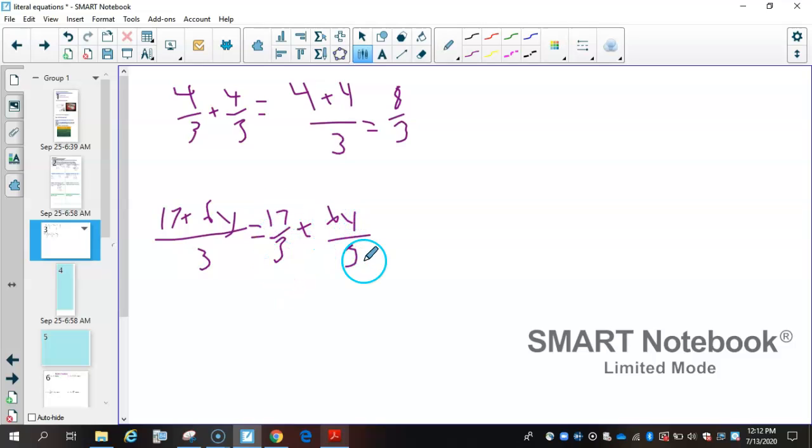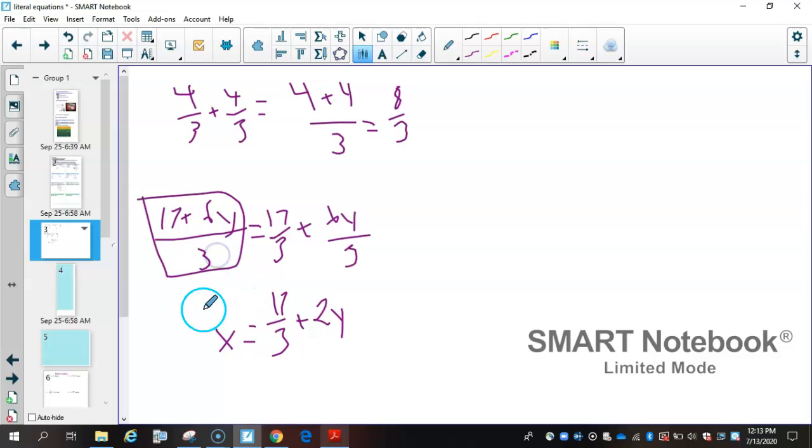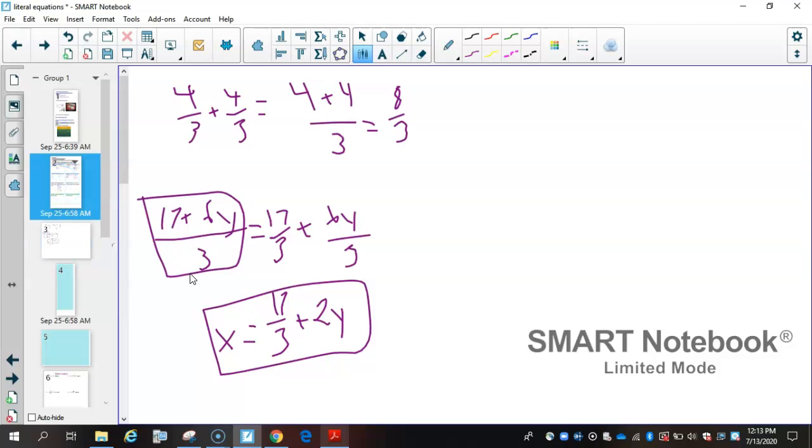But 6 divided by 3 is 2. So I can simplify this to be just 2y. So if you wanted to, you could say that x equals 17 over 3 plus 2y instead of 17 plus 6y over 3. But both are still correct answers. And I'm going to show you why that is. So let's go back for a second.